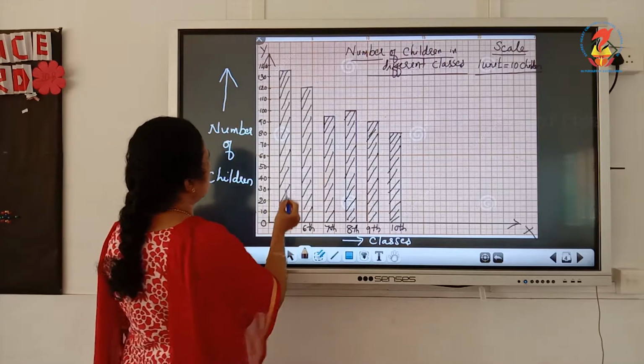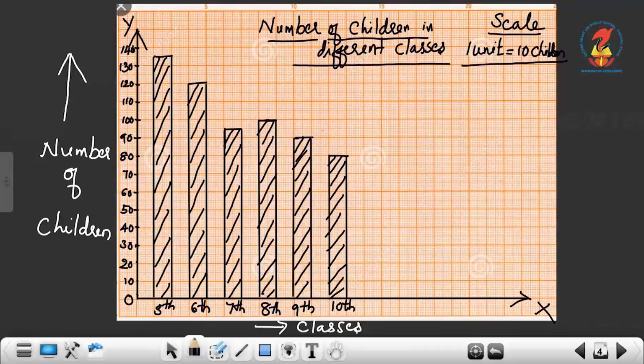Now look at the height of the bars. Here the maximum height indicates that the 5th class has a maximum number of children, and this bar, look at the height of the bar corresponding to 10th class. It is only up to this much. So we can say that the number of children in the 10th class will be minimum and the maximum number of children will be in the 5th class.